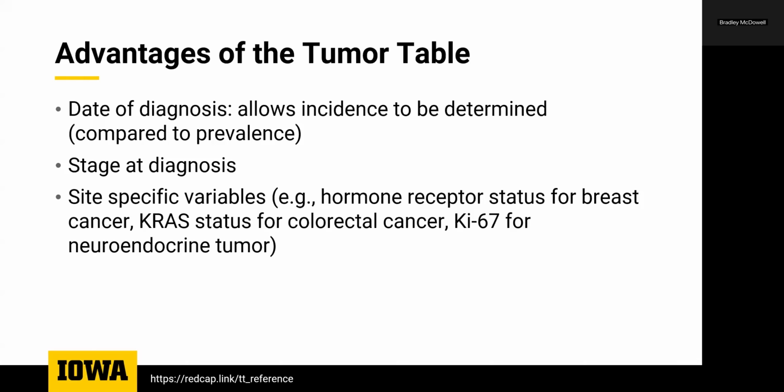Registry data also includes site-specific variables. So if it's critically important for a particular kind of cancer, it's likely to be included somewhere in the registry data, the tumor table. Breast cancer, for example, would include things like hormone receptor status. KRAS is a biomarker that's often considered to be important for colorectal cancer, and there's another called Ki-67, I think. It might be Ki-97. Anyway, it's another biomarker that's important to have that's also present in our registry data.